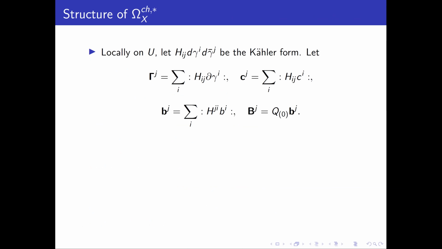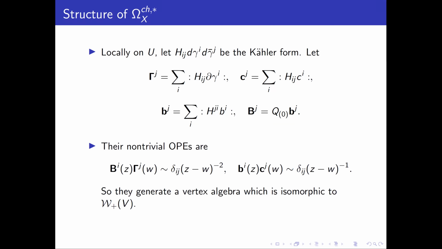First, let's look at the soft resolution of the chiral de Rham complex. Locally on U, the complex of the soft resolution of the chiral de Rham complex will be as follows. Now let h_ij be the Kähler form, and we consider the following 4 elements. Gamma_i is just the i-j with the gamma_i, and similarly for the others.